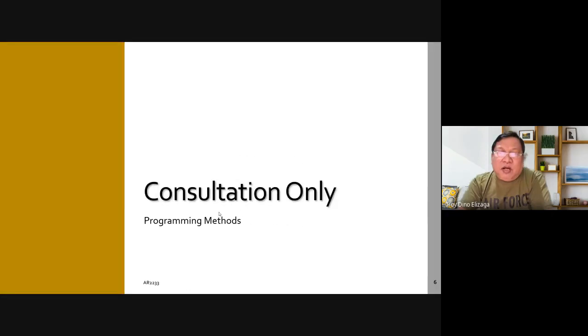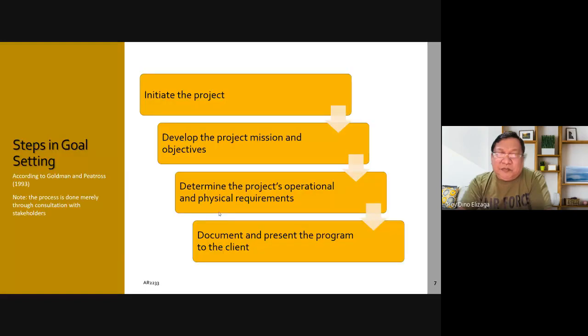So what are the programming methods? One is consultation only. According to this author, programming can start with the initiation of the project and development of the project mission and objective, which is part of the pre-programming we mentioned earlier. Then this might be refined, and we go to the third step, determine the project's operational and physical requirements, and finally, document and present the program to the client. In doing this, one way is just to consult, which means to sit down with the client and do a checklist.